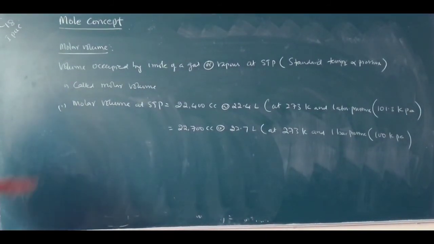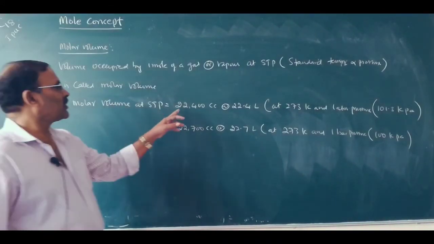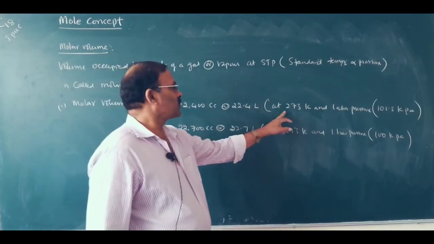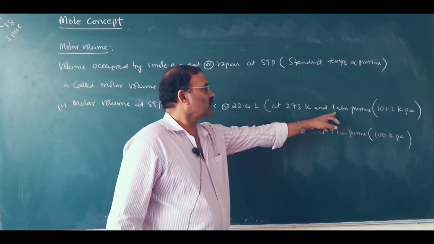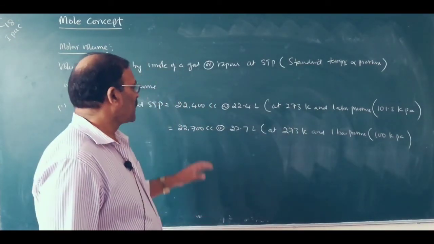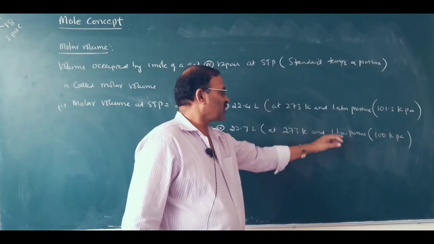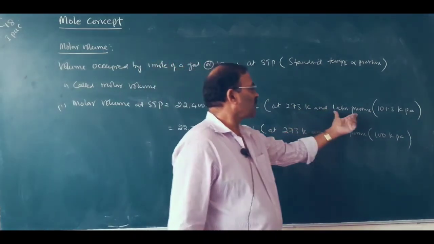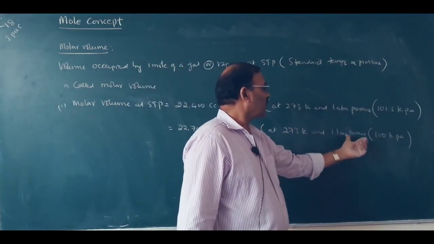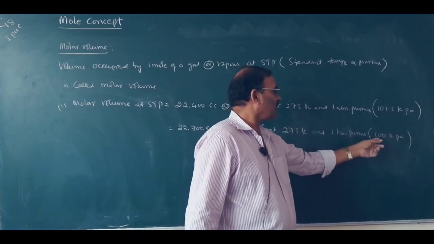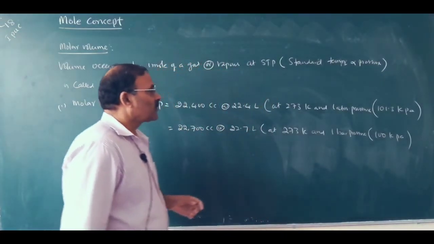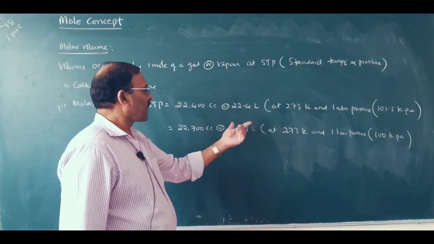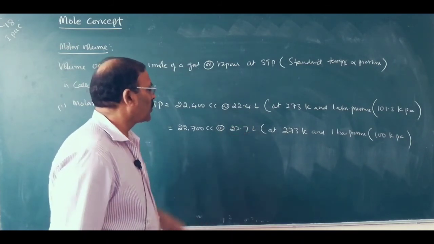Molar volume at standard temperature and pressure equals 22,400 cc or 22.4 liters when the temperature is 273 Kelvin and pressure is 1 atmospheric pressure. If the pressure is 1 bar, it is 22.7 liters. 1 atmospheric pressure is higher and 1 bar pressure is lower. 1 bar equals 100 kilopascals. If the pressure is more, volume is less. When the pressure is less, volume is more.